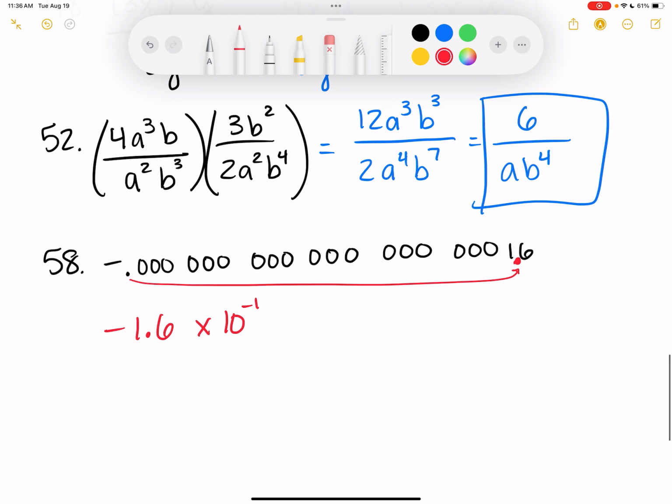Negative. Because negative is telling me that it's going to make a decimal number. So that would tell me when I'm undoing it, I'm moving it to the left. If it's positive, I'd move the decimal to the right.